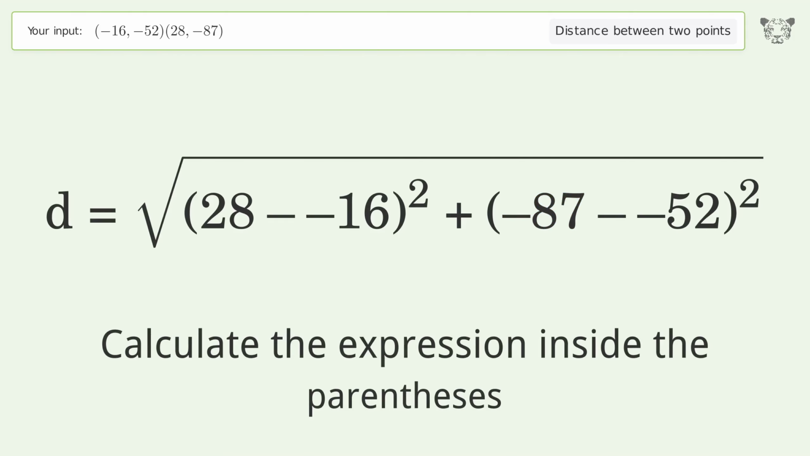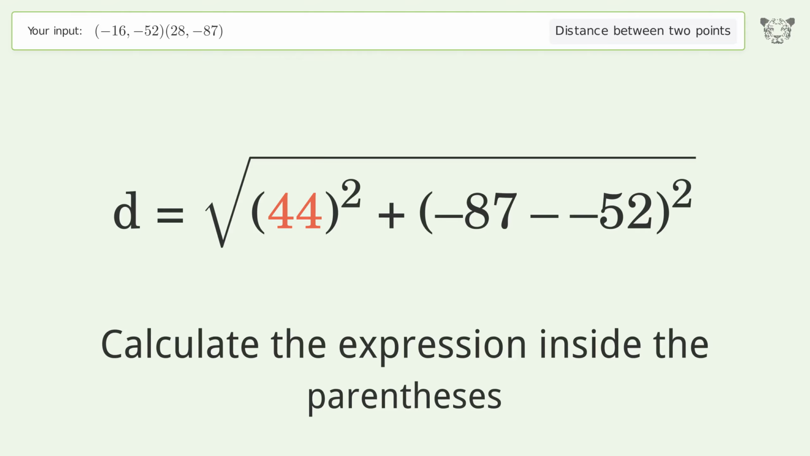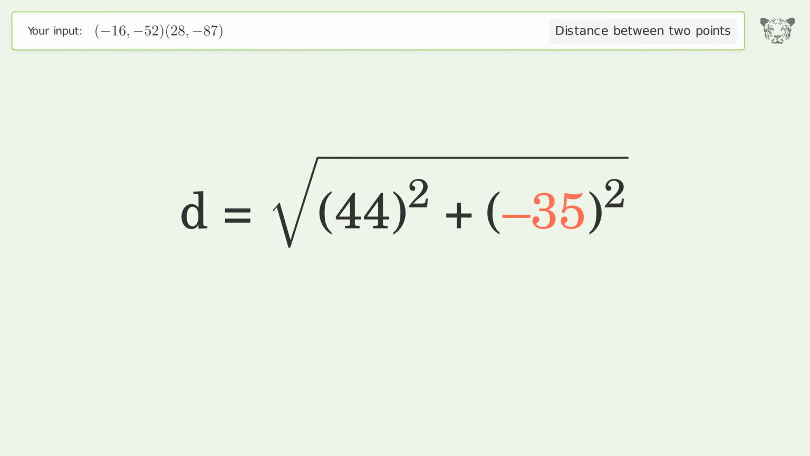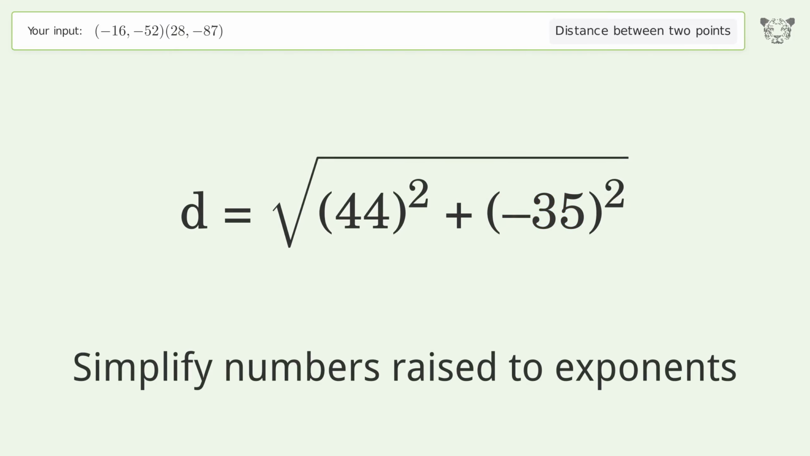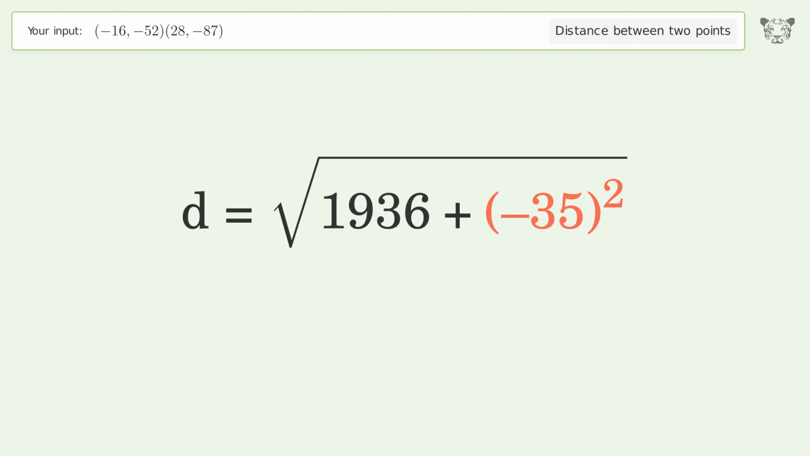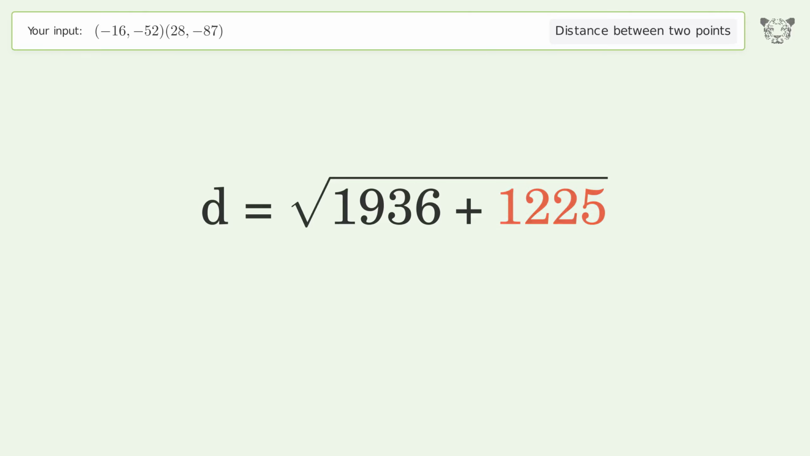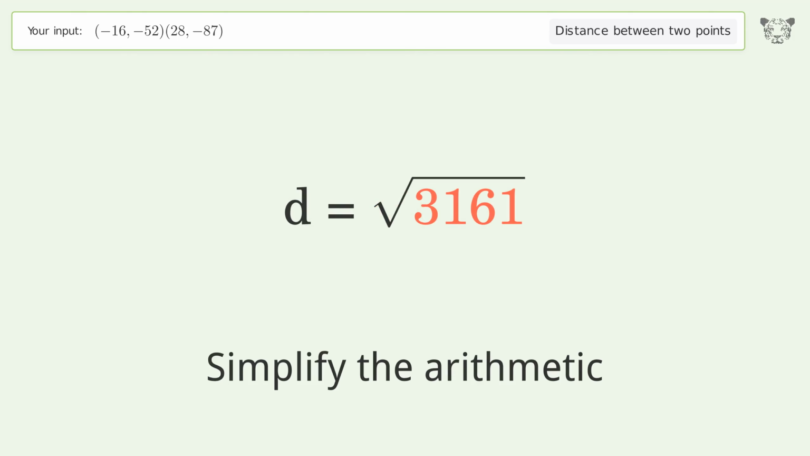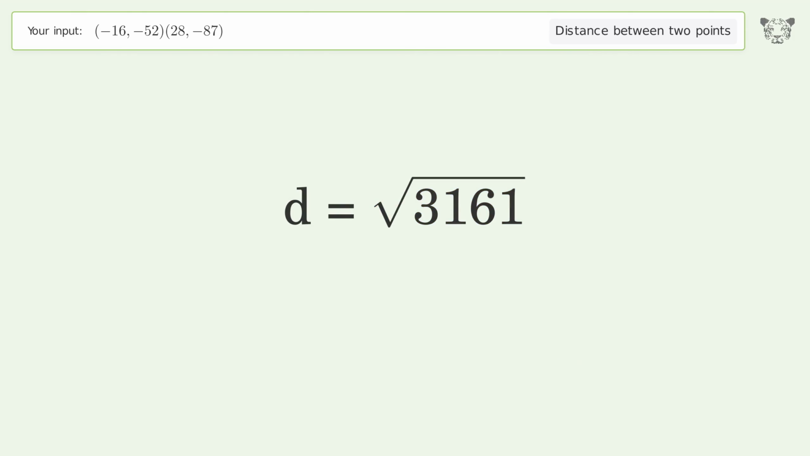Calculate the expression inside the parentheses. Simplify numbers raised to exponents. Simplify the arithmetic. And so the distance between the 2 points is the square root of 3,161, or 56.223.